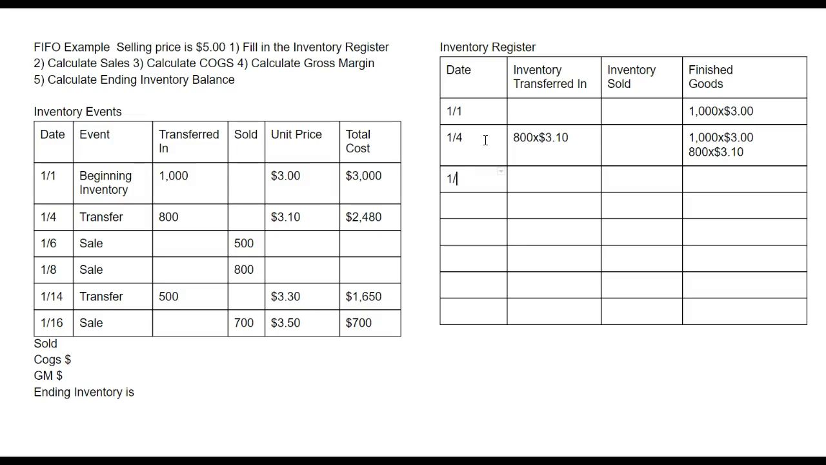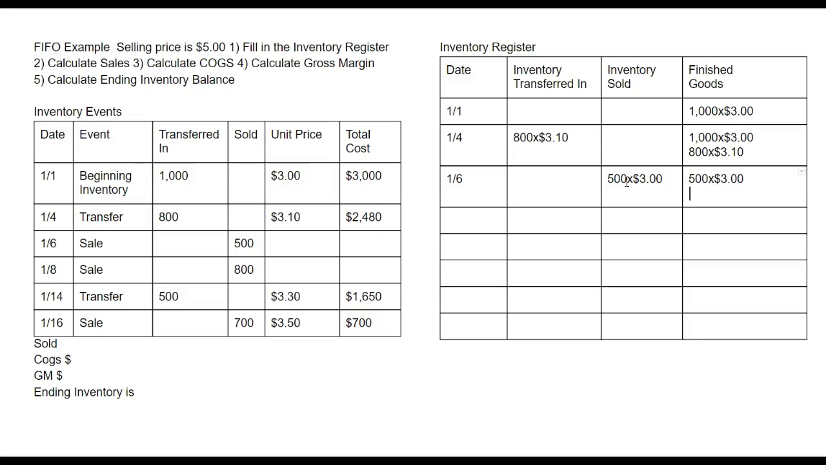So now on the 6th, we're selling 500 of the units. And so if we look here, we have first in, first out. So our oldest inventory, the 1,000 at $3, is what we started the month with. That's going to be the inventory that we're selling. So we're selling 500 of those 1,000 units at $3 per unit. So therefore, we're going to be left with 500 units at $3 per unit, and then there's the 800 units at $3.10.